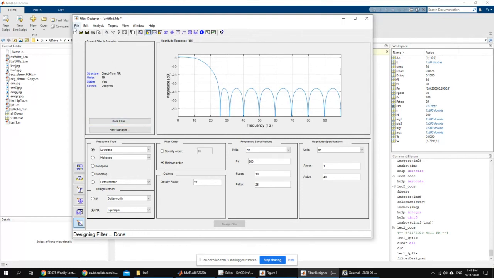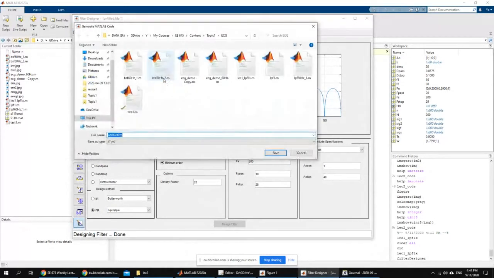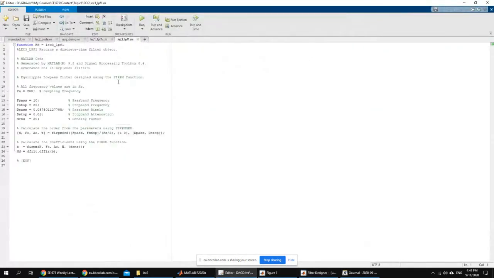Okay, what we did last time to take this filter and use it was to basically go here and say generate Matlab code, and we basically select filter design function. Okay, filter design function will give you the function that is used to basically design this filter. So I'll just say that leg2 or leg3 LPF1. Okay, so that we know that this is the filter that we did today. You will get a function that looks like this.